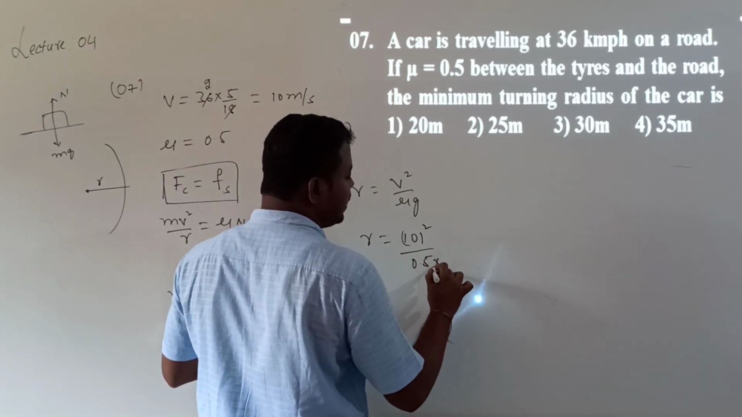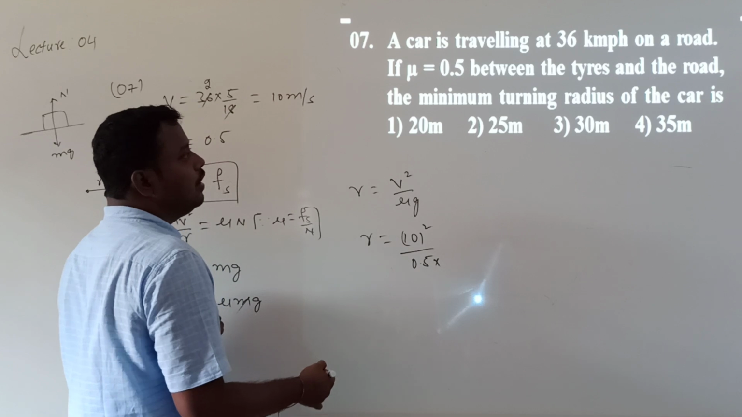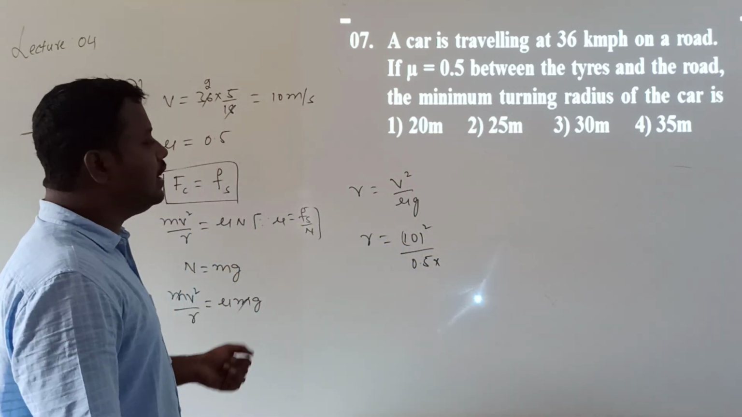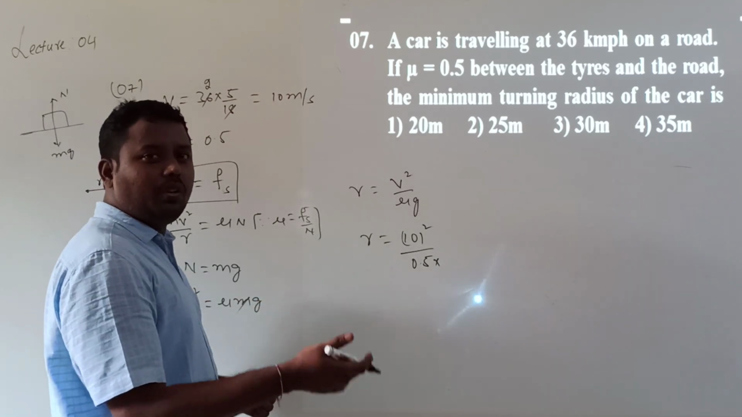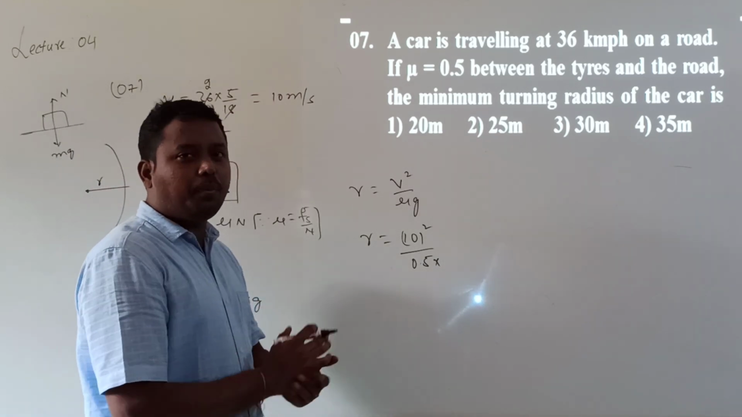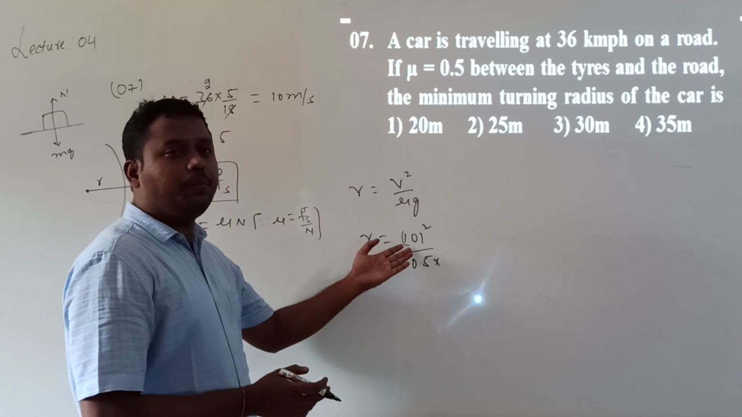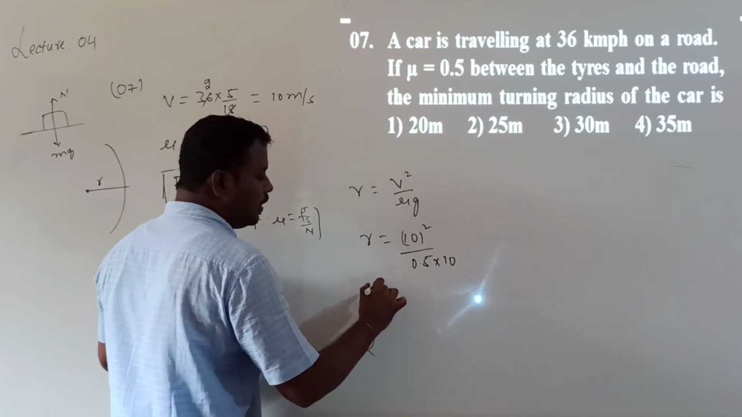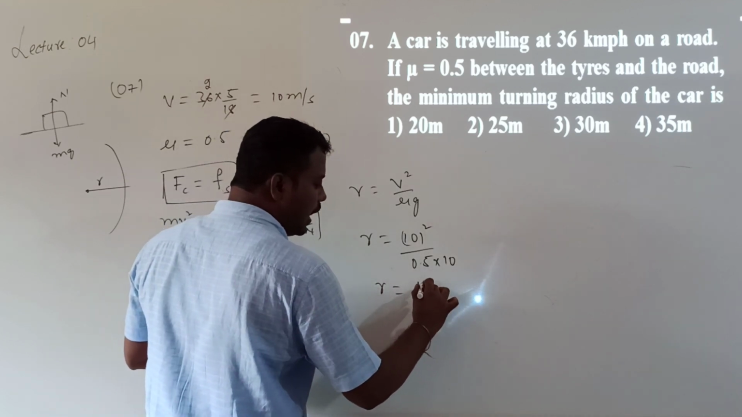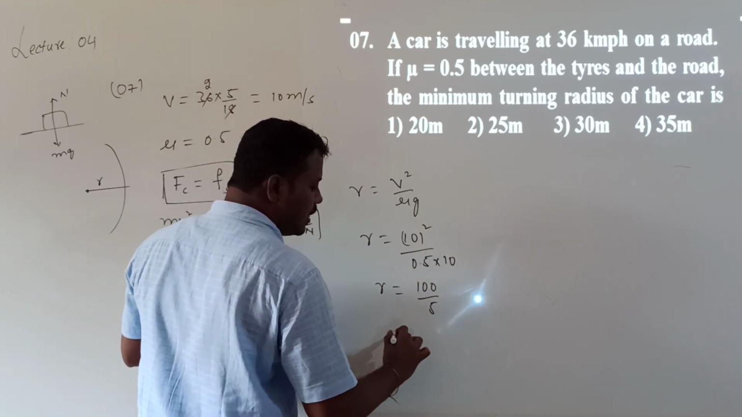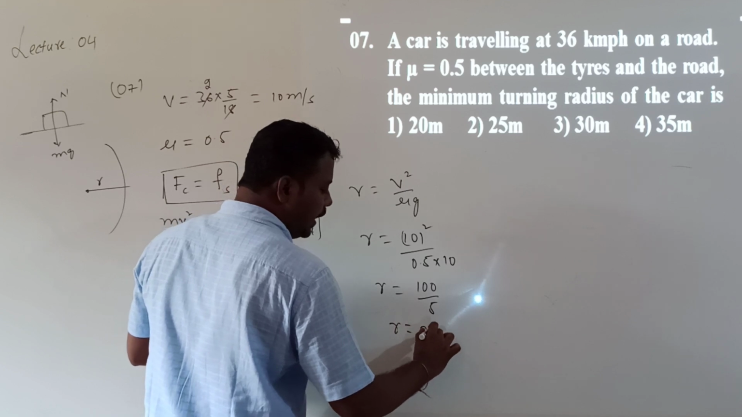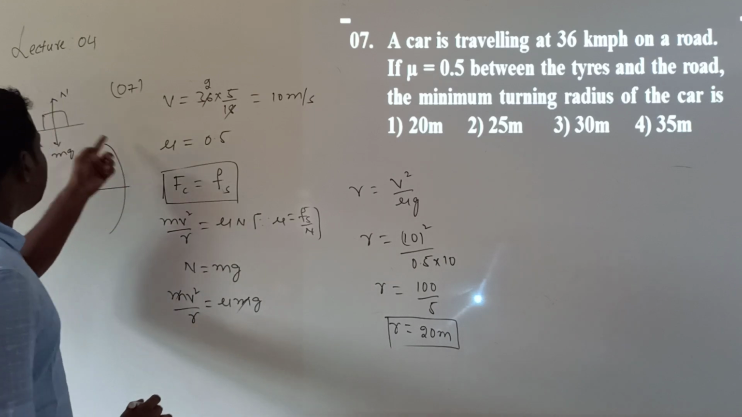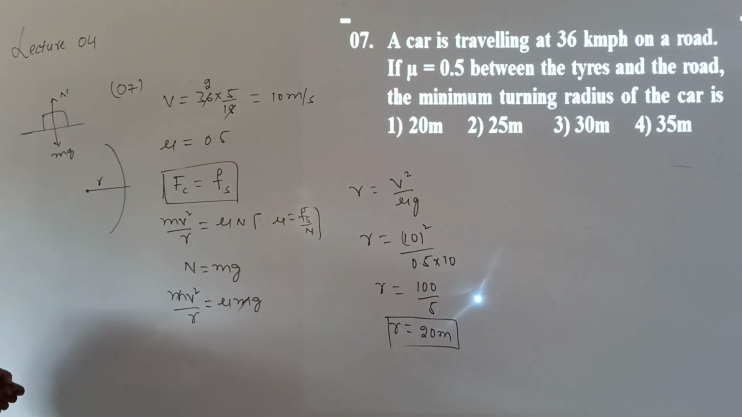The g value is not given, but the options are not in decimals. If they are in decimals, you can consider it as 9.8. I told you, if it is not given, take the value 9.8. But here if I take 9.8, I will get decimals. So that's why I am taking it as 10. Then the radius is given by 100 divided by 5. So the answer for R is equal to 20 meters. This is the radius of the circular path of the turn in which the car is moving.